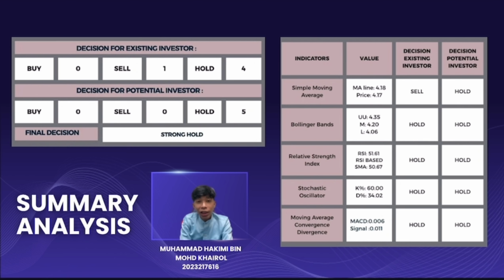Existing investors are advised to maintain their position and monitor any trend change. Potential investors should wait for a clear sign of upward momentum before entering. This approach helps manage risk for the investor while staying ready for new opportunities.